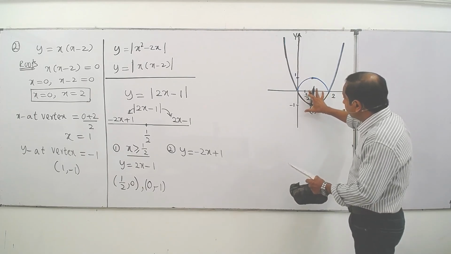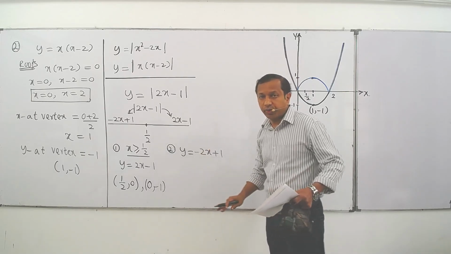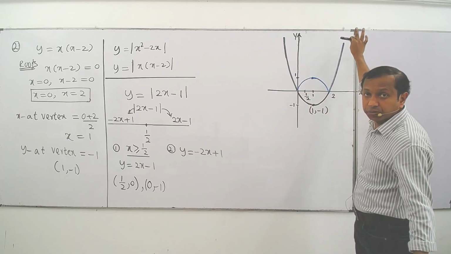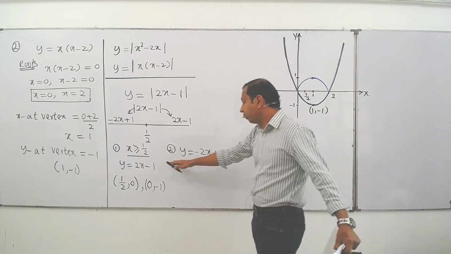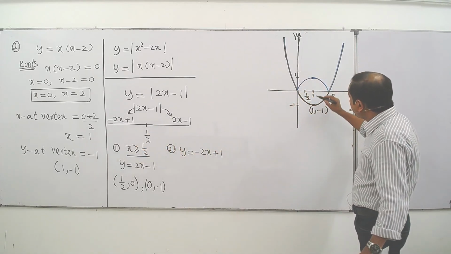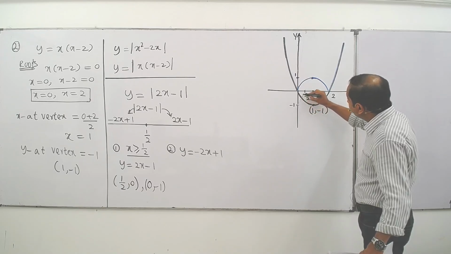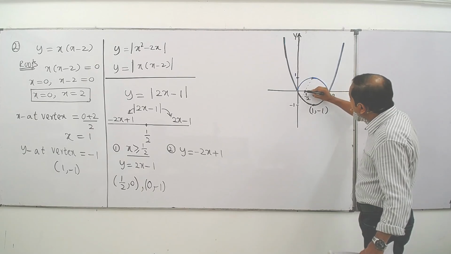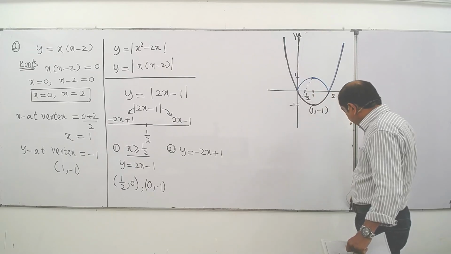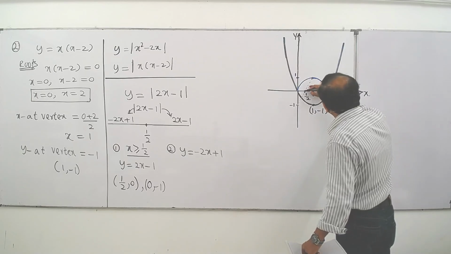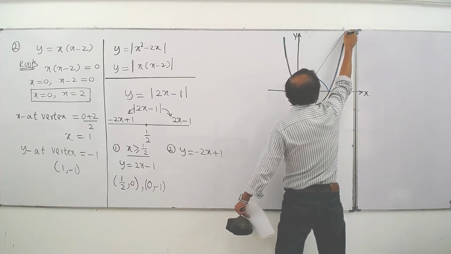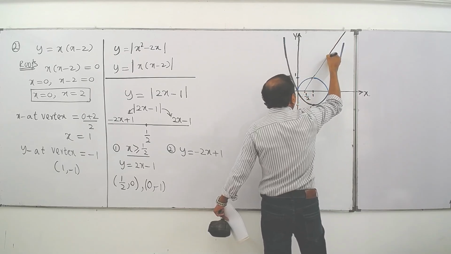Actually, to draw the complete line given by y equals 2x minus 1, by joining these 2 points we have to produce it in both directions. But for this graph we need only the range x greater than half. On the right of half only we need. So we join these 2 points like this, and then we produce that on the right of half like this. This way we produce it.